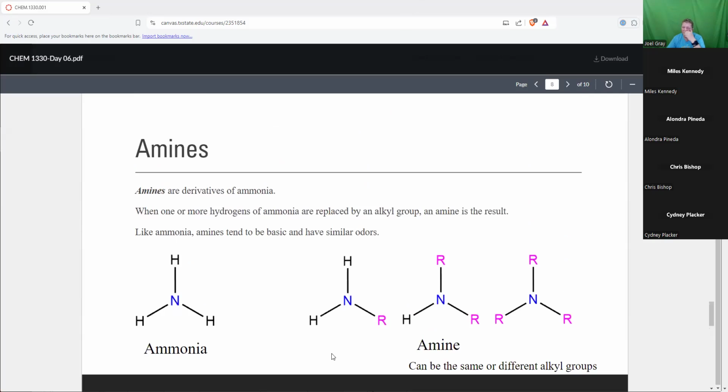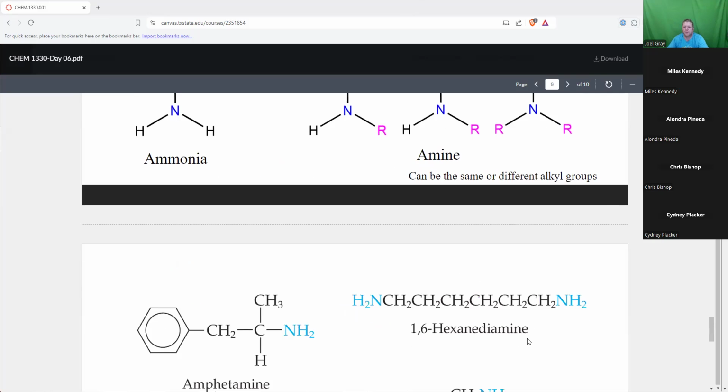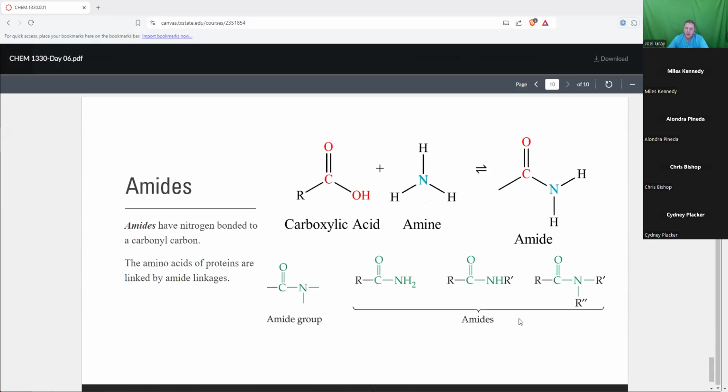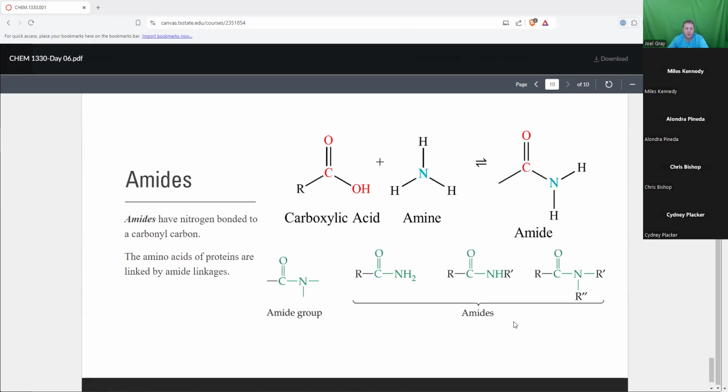Amines, we've got a nitrogen, and it's either bound to two hydrogens and an organic group, or an amine that is bound to two organic groups and one hydrogen, or an amine that is three organic groups bound to a central nitrogen. And then our last but not least are amides. Amides are super important in protein structures. And that's a carboxylic acid plus an amine to make an amide.